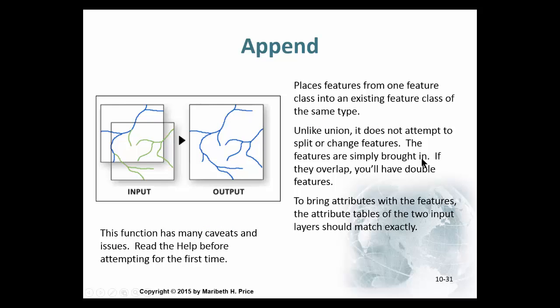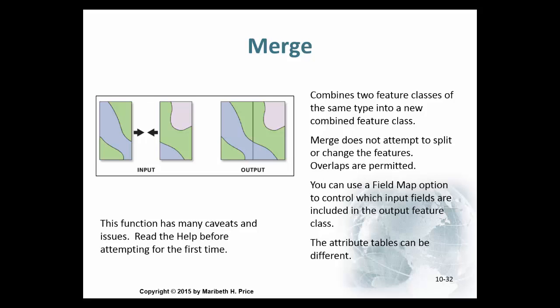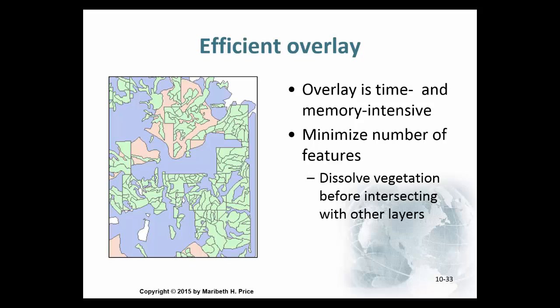The append tool is used to place features from one feature class into another existing feature class. The geometry type must be the same in both feature classes. Merge can be used to combine feature classes of the same geometry type. These overlay tools take some time and are memory-intensive operations. When possible, minimize the number of features by using dissolve before performing additional overlay tools.